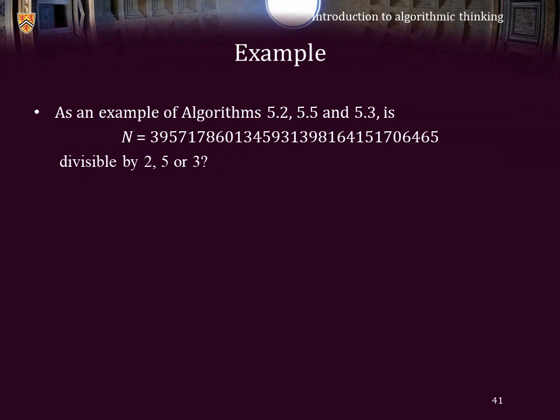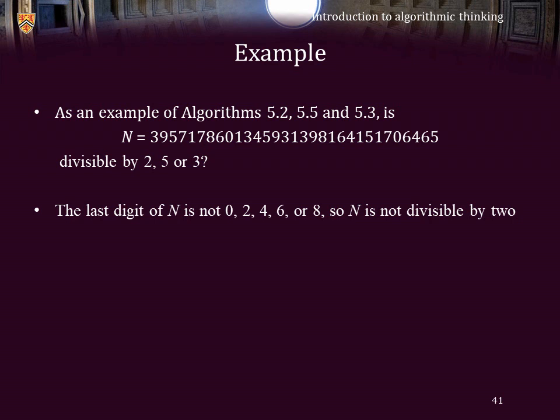As an example of these 3 different algorithms, let's see if this large number is divisible by 2, 5, or 3. Well, the last digit is not one of 0, 2, 4, 6, or 8, so this integer is not divisible by 2. The last digit is one of 0 or 5, therefore n is divisible by 5.